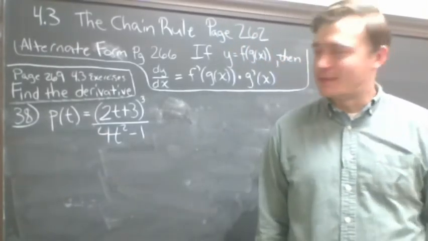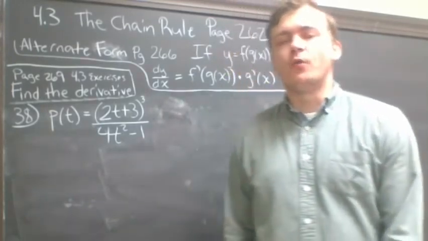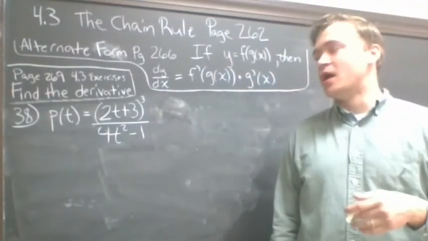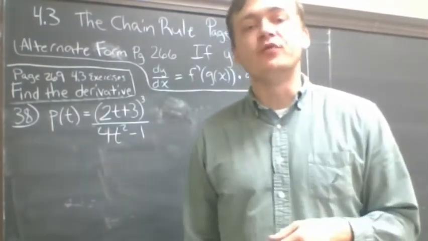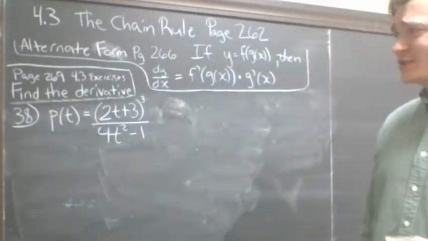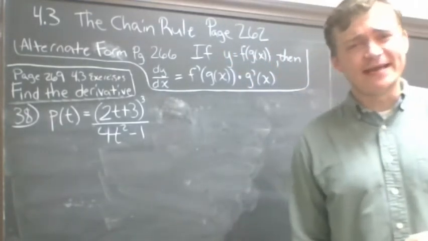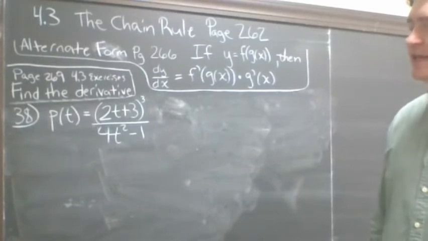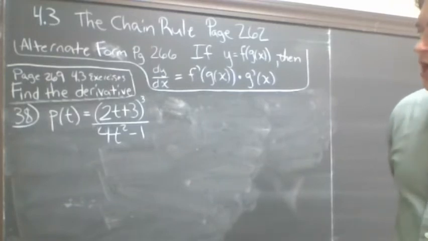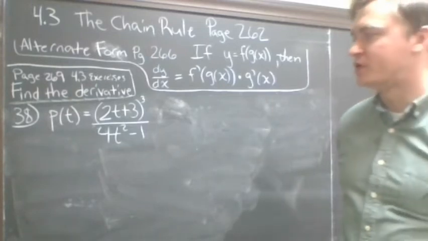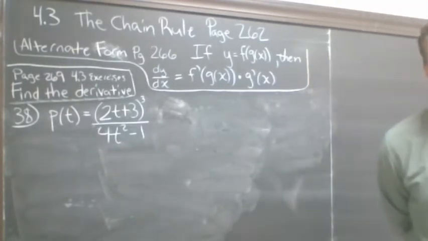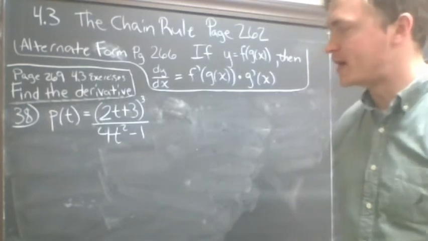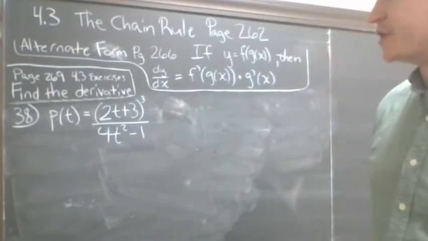So in the previous example, we saw where we could combine the efforts of using the chain rule, the product rule, and the power rule. Let's look at this example here, problem 38. We have the function p of t is equal to the rational quantity 2t plus 3 cubed divided by 4t squared minus 1. Notice again here that we are starting off with a rational function.